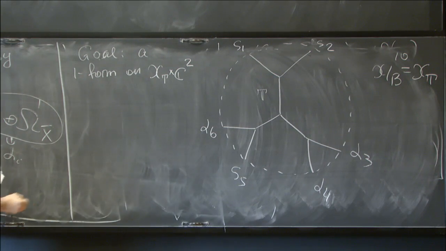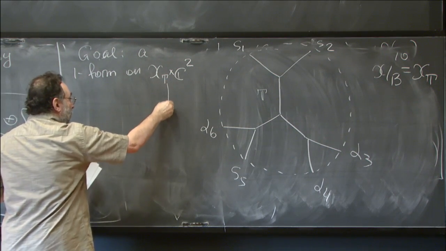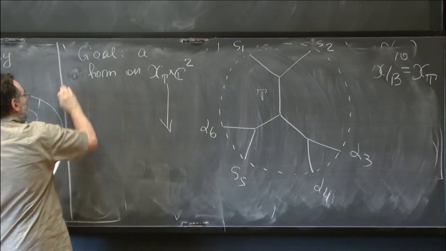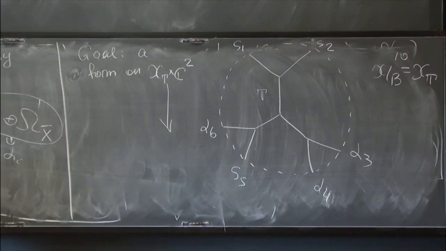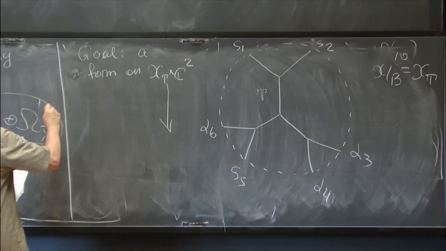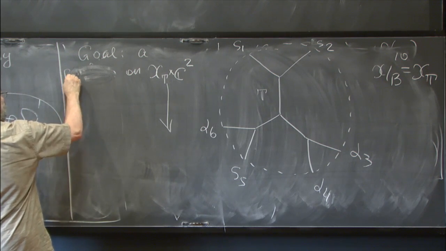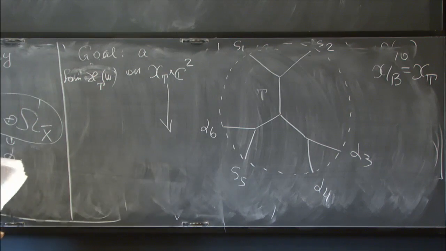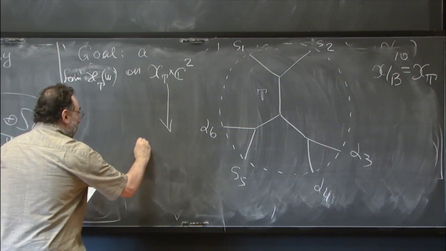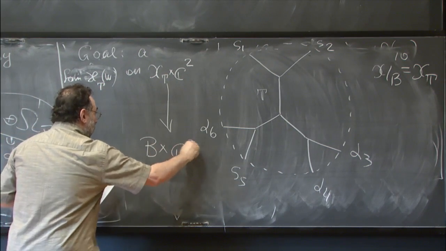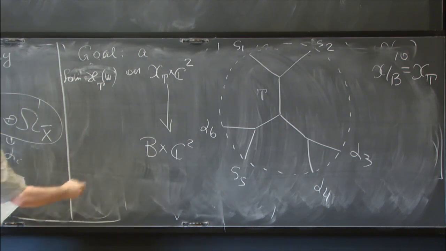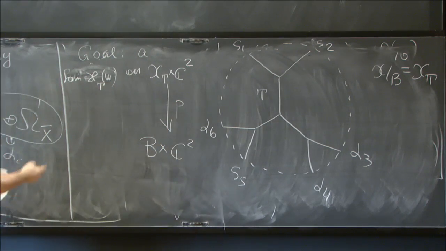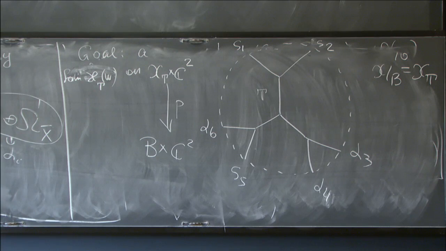And then I want this form to be current integrable. I said one form? No. I want a form. Sorry, it was a mistake. The form has a name. It's kappa T of W. And then I'm going to push it down to B tensor C2. And the push down, the direct image, is going to be the form I'm looking for.